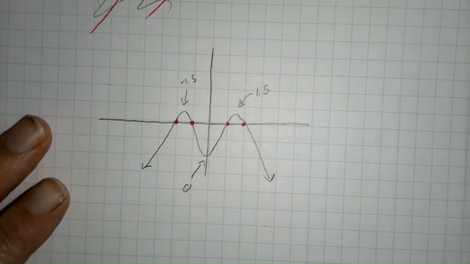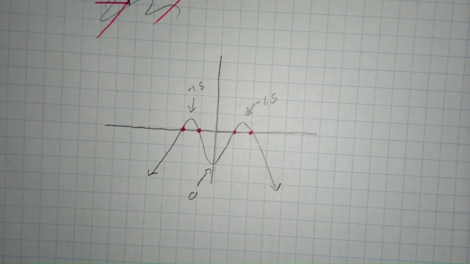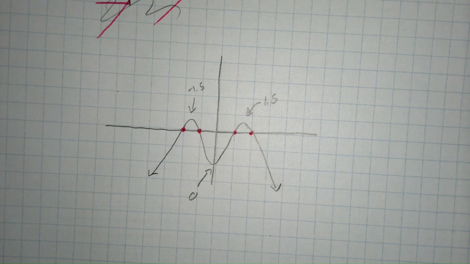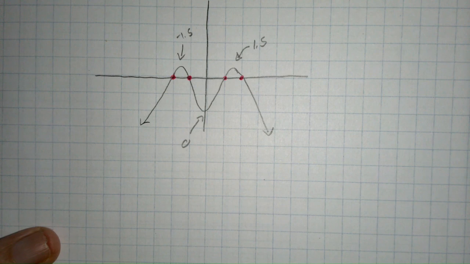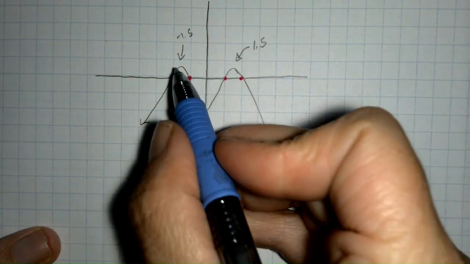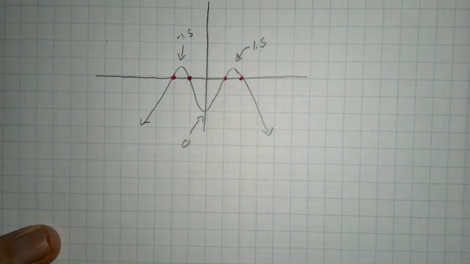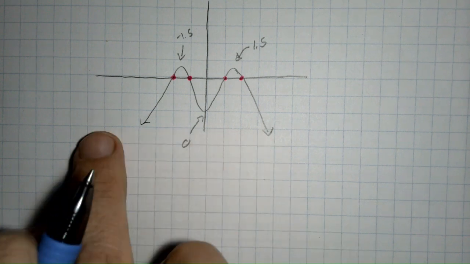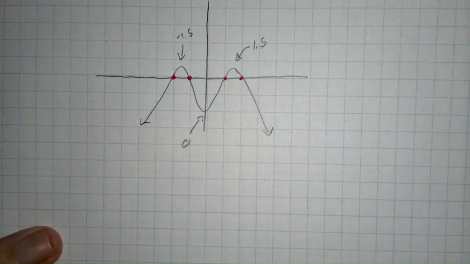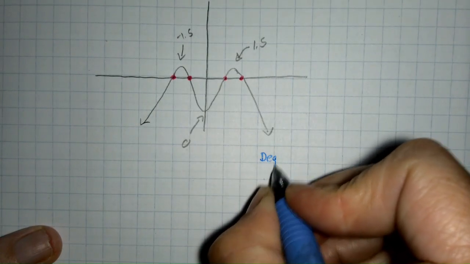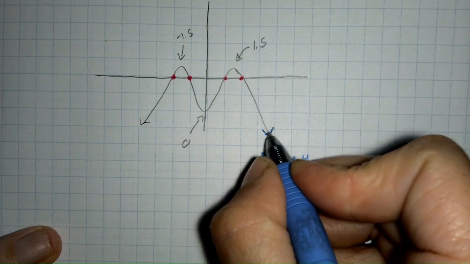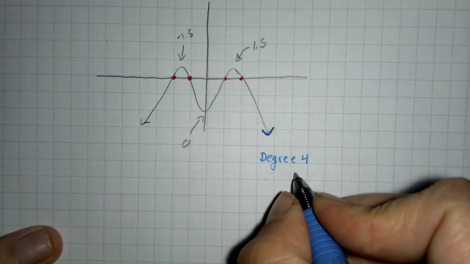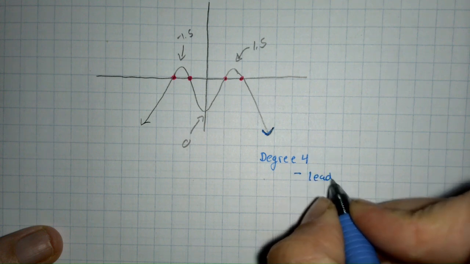Okay, what kind of graph is this? Well, it would happen to be a quartic graph. Okay. The reason why it's probably a quartic graph is we see 3 turns and the arrows match. Therefore, it's an even degree. So we're going to go with degree 4. Because the right side is pointing down, it has a negative lead coefficient.